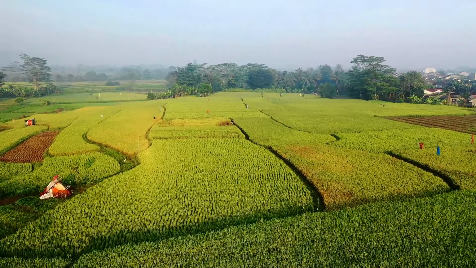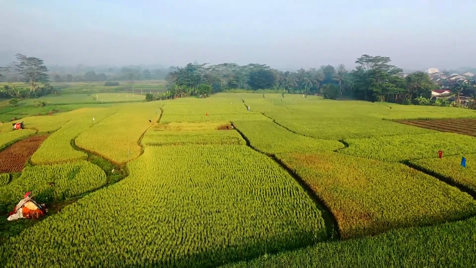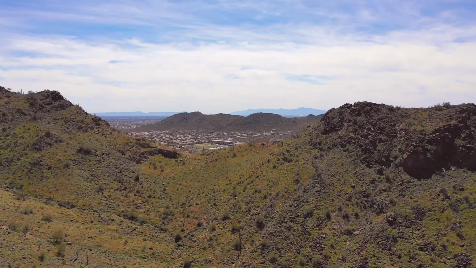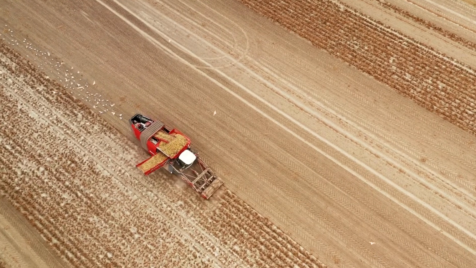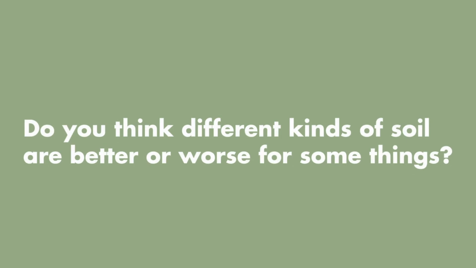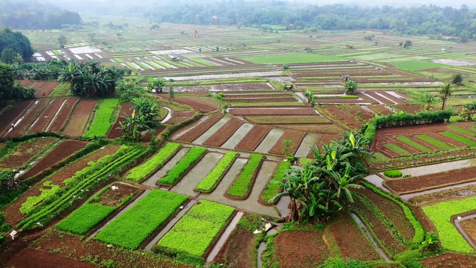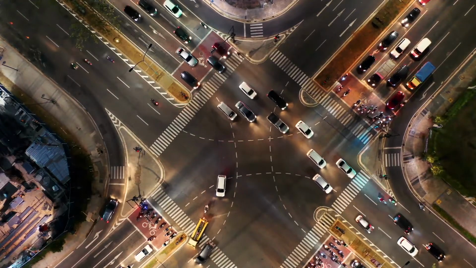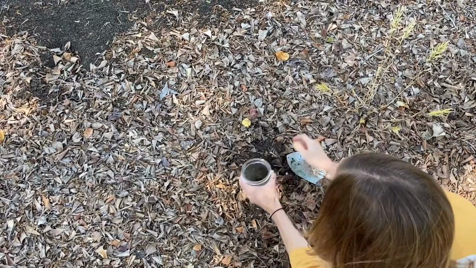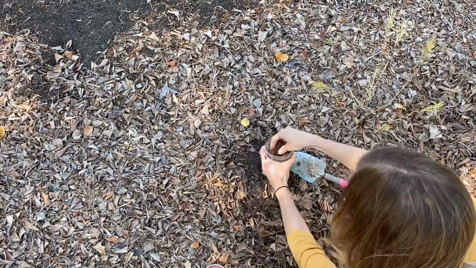Did you know that soils all over the world are made from different amounts of these 4 components? Some soils have a lot of sand, while others have more clay, silt, or organic matter. Do you think different soils are better or worse for some things? Are soils that are good for farming also good for supporting roads or buildings? What do you think? It can be really fun to make another mud shake with soil from a different location.